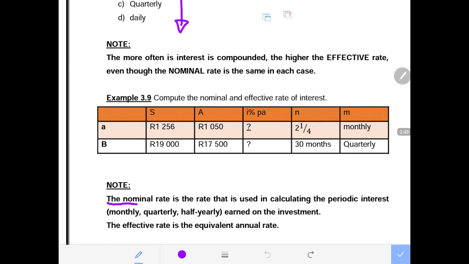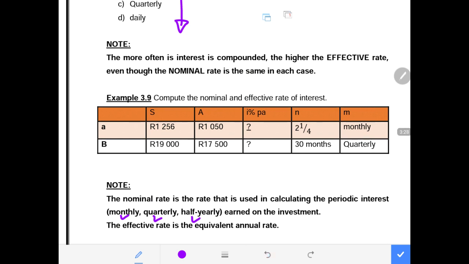It says the nominal rate, which we know is the advertised rate, and I want to highlight that, is the rate that is used in calculating the periodic interest: monthly, quarterly, half yearly. Remember, it's not only three. We can have 2 monthly, we can have 4 monthly, we can have daily. So in other words, there are different numbers of times at which the interest will be compounded when it comes to the nominal rate of interest.